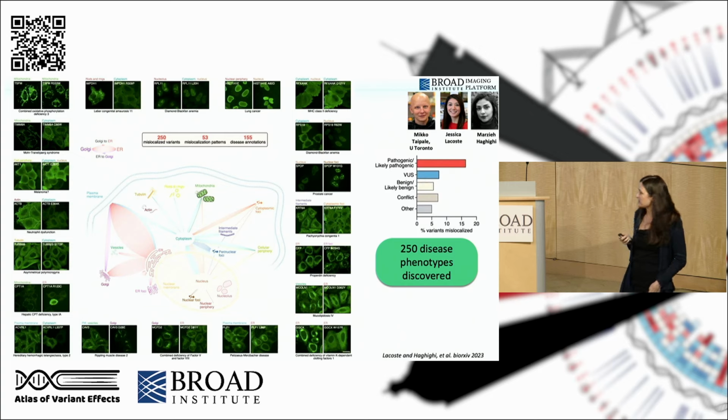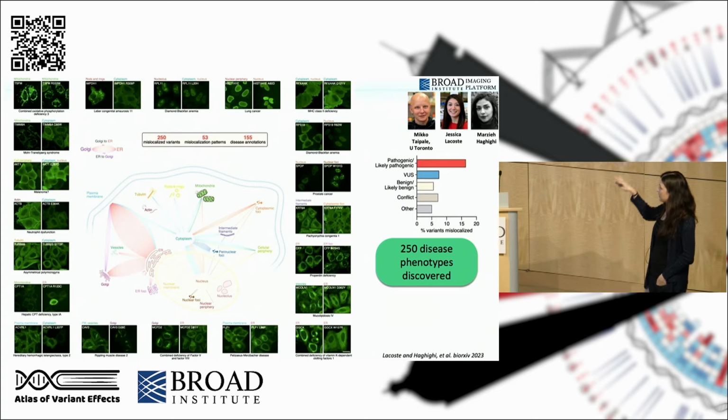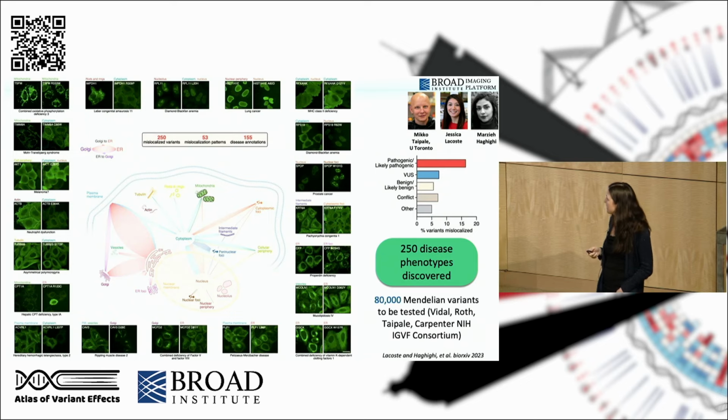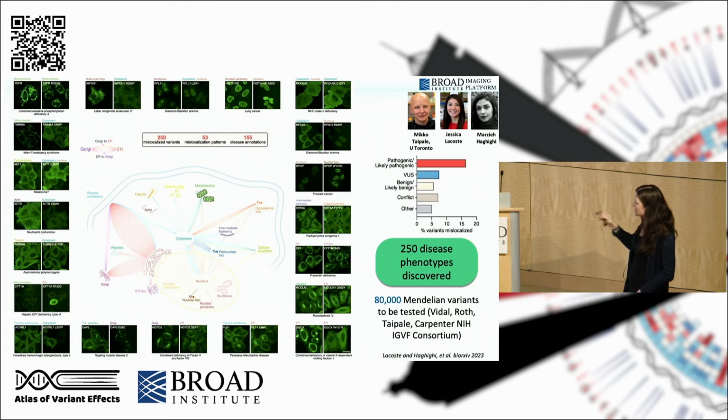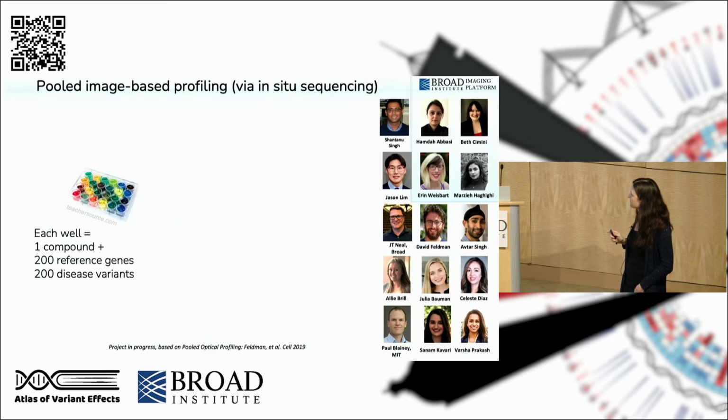Here's a little picture that gives you a sense of the spread of the variants that were tested in this experiment, showing you what percent of the variants are mislocalized. And pathogenic, 15% of them are mislocalized, whereas for the other categories, it's much lesser, closer to 5%. And again, now this is the third assay that we're scaling up right now and testing all 80,000 variants.